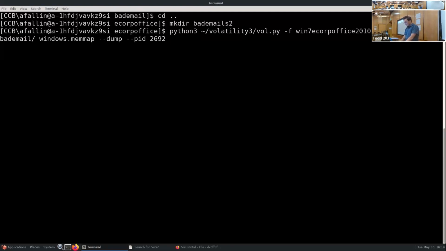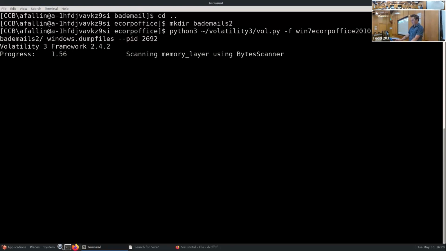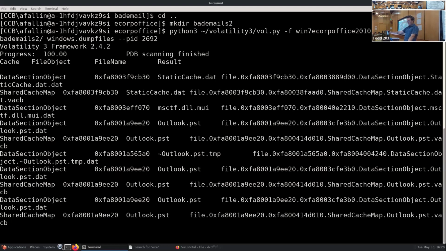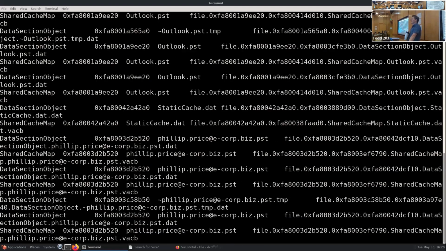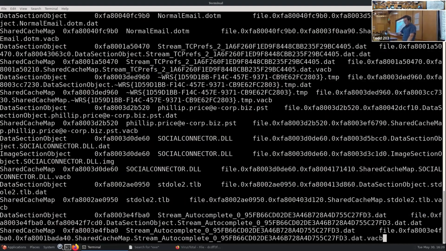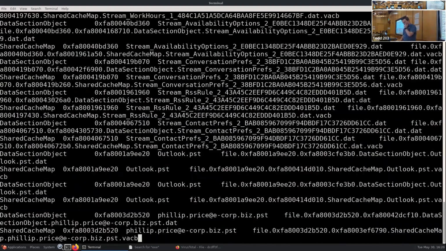So let's go here. I think we can get rid of dump. We're going to do dump files, and we're going to send that to bad emails 2. That should work. And these are all files associated with the Outlook process. It's going to take a while to get everything.